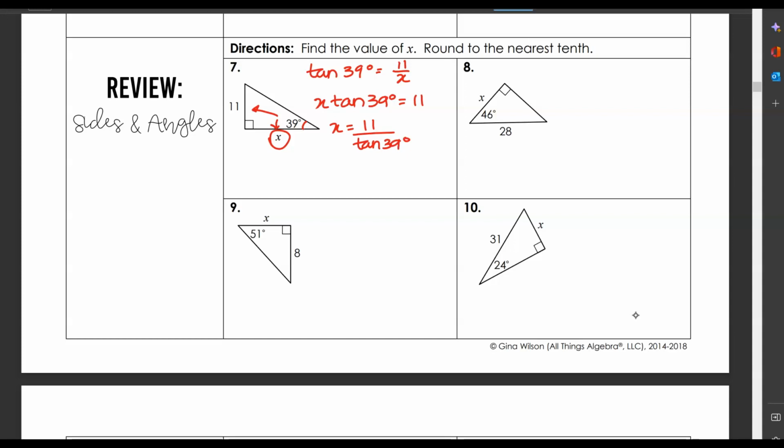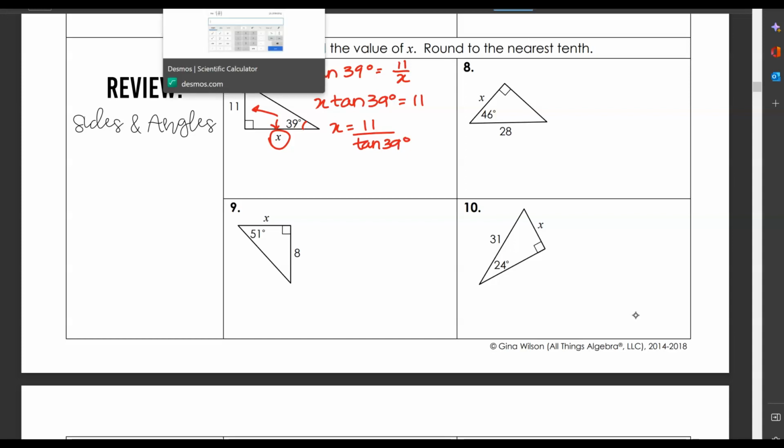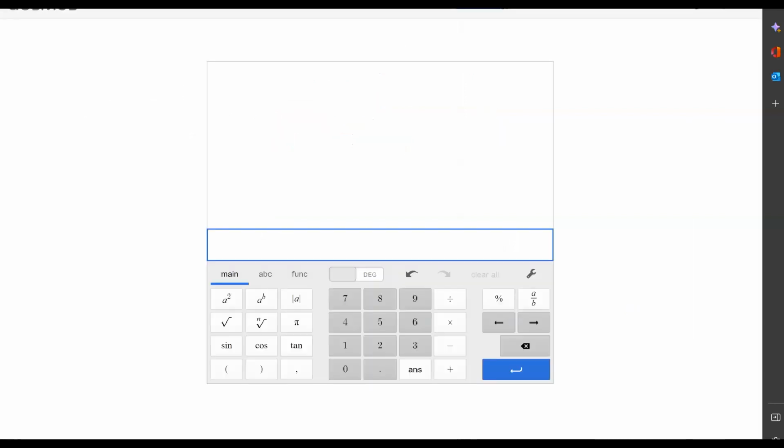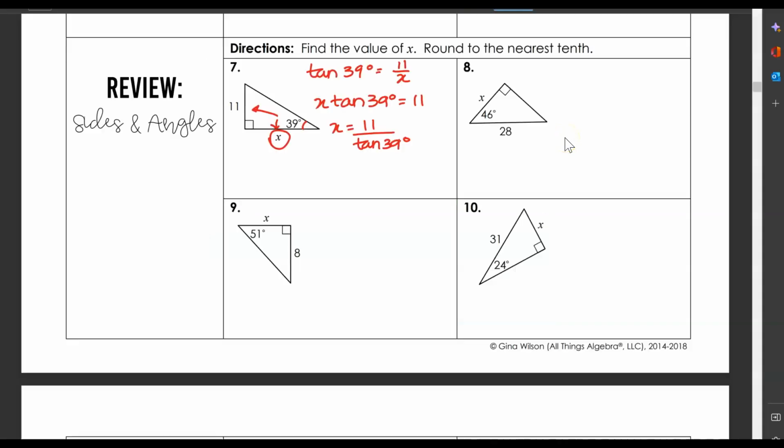And again, we could use Desmos for this, so let's just show that. We're going to come over here to Desmos, and we're going to go ahead and do 11 divided by, and then we're going to click on tangent of, making sure, notice here, this is where we will toggle between degrees and radians. We're going to use degrees, 39 degrees, and let's close that off and hit enter. So we get 13.58, which when we round to the nearest tenth, that gives us x equals 13.6. Sorry, not degrees, this is a side.